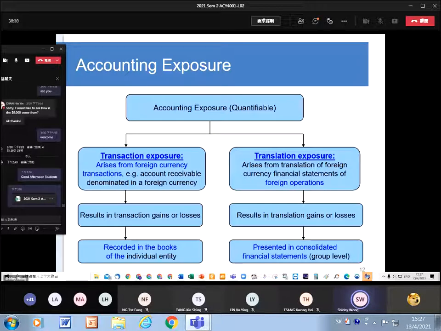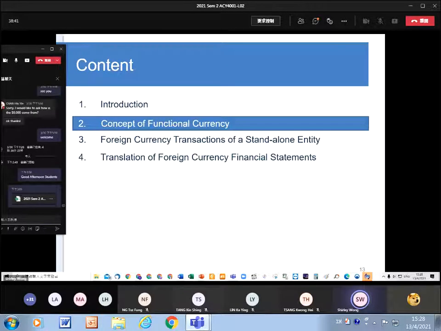Transaction exposure and translation exposure. One is from the angle of the individual financial statement booked. One is from the angle of the foreign enterprise, because you have the foreign operation. Therefore, you need to submit the financial statement for your holding company. Okay, any questions about this transaction exposure and translation exposure? Okay, if no, let's continue.